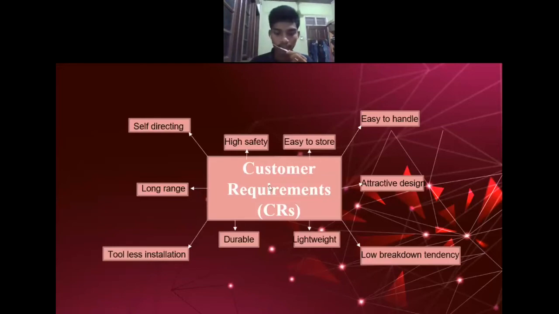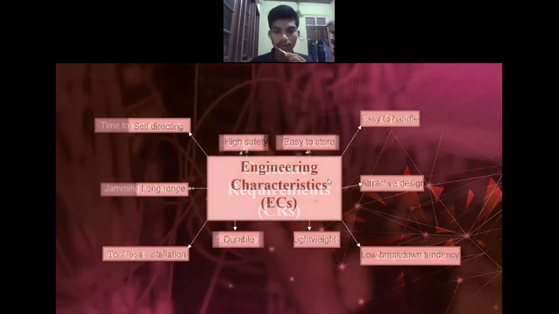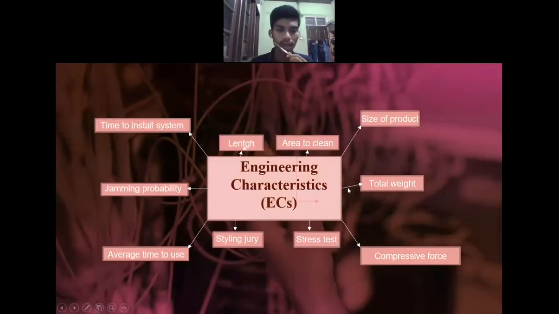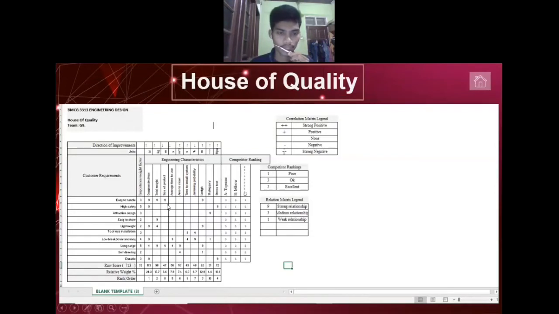For the engineering characteristics, we got the time to install the system, area to clean, test of product, total weight, compressive force, stress test, durability, and various time to use, damage probability. From the house of quality, HOQ, we got the compressive force as the highest, followed by the total weight.